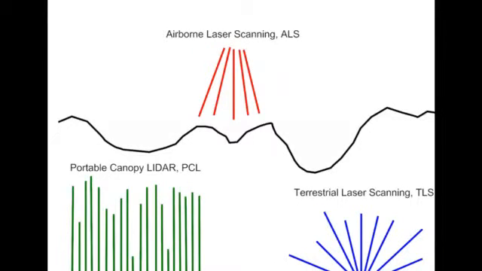So here's a little example of the different geometries of the three systems. The wavy line in the middle is intended to represent the outer canopy surface. Airborne laser scanning, ALS, works usually from an aircraft, and as the aircraft flies overhead, the laser scans from side to side and gives you a swath in which each pixel is a measurement to a distance. So it's really nice for an aerial view.